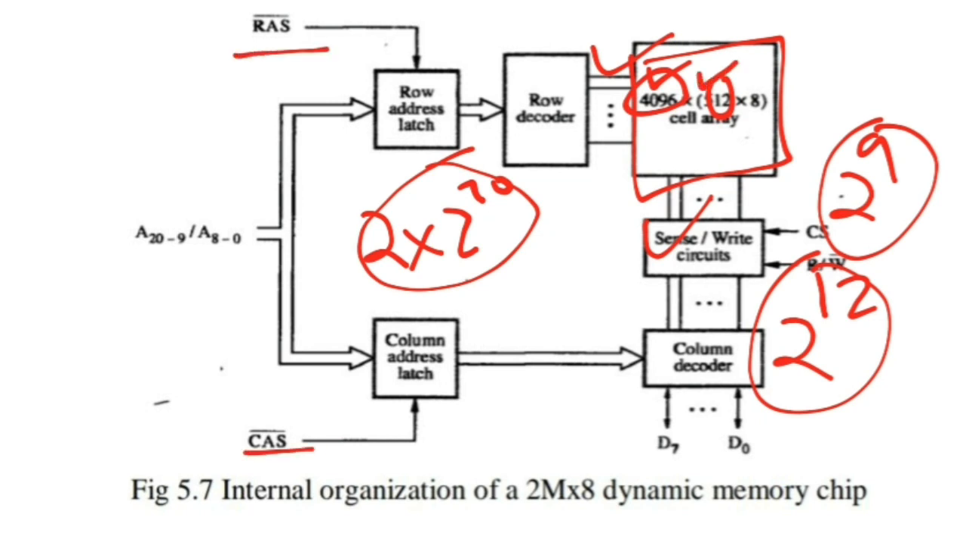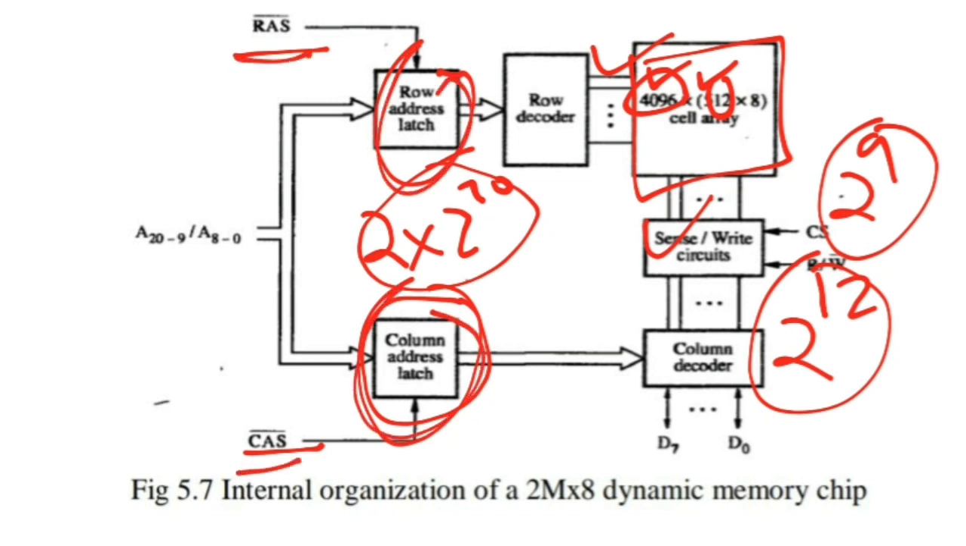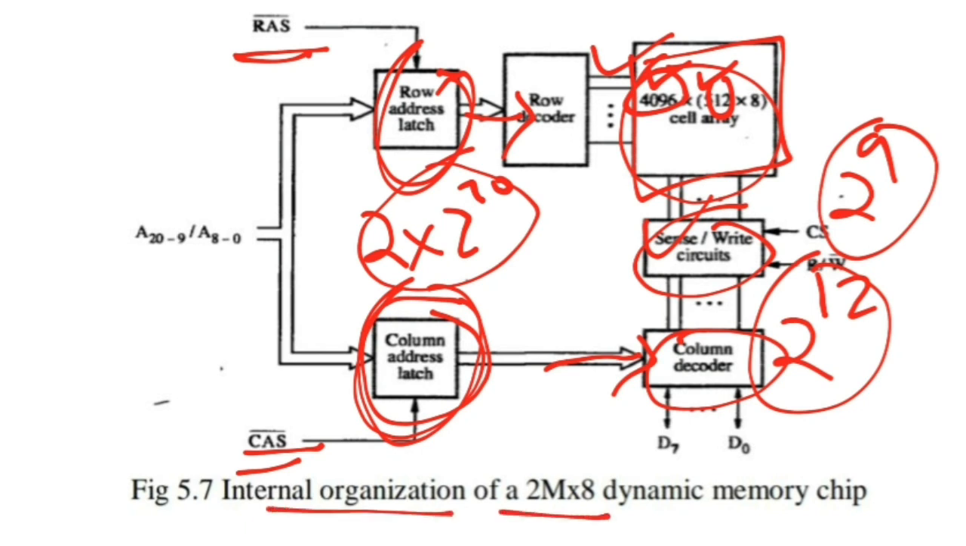And what are RAS and CAS? That means they are the row address latch and column address latch. Now when the row and column are ready, this RAS and CAS will give the command to decode it. So this will be decoded and sense write and sense read will do the work accordingly, whether it is for a reading or writing operation, and the memory will be stored here. That's the internal organization of the 2M into 8 dynamic memory chip.